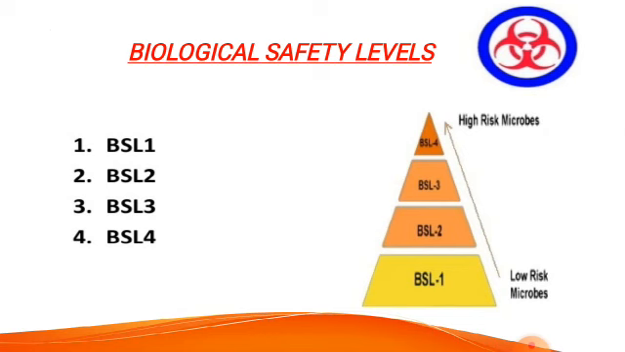There are 4 levels of biological safety. They are arranged in a pyramid like structure, from low risk microorganisms to high risk microorganisms. Low risk microorganisms are categorized in biological safety level 1, then slowly increase to high risk microbes that are categorized in biological safety level 4.